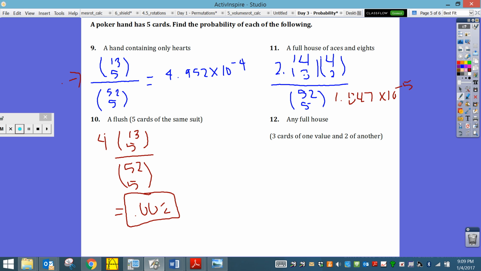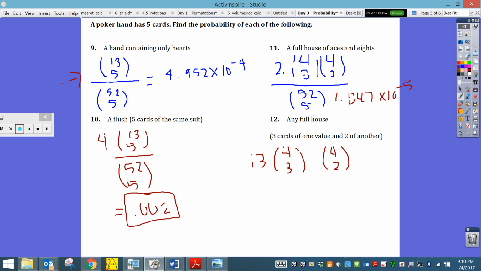Okay. This time we're looking at any full house. Okay, any full house. In number 11, it had to be aces and eights, but here, anything will do. Okay? Well, I know a full house has 3 of one kind and 2 of another number. So I have 4 choose 3, and 4 choose 2. Right, but there's a little catch. Let's say I get all these 3's first. It could be any number, right? And there are 13 different numbers. So I'm multiplying this 4 choose 3 by 13.